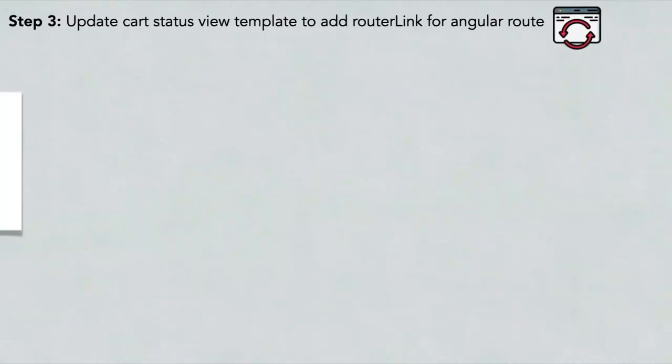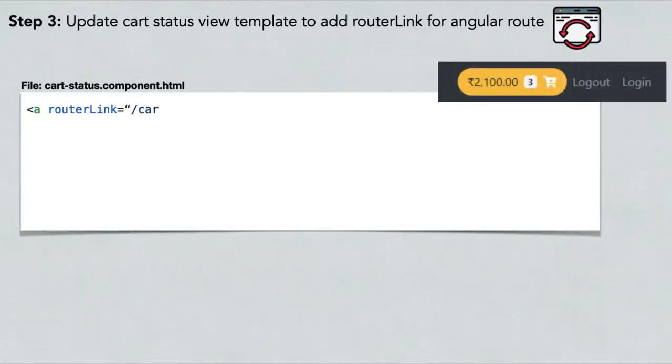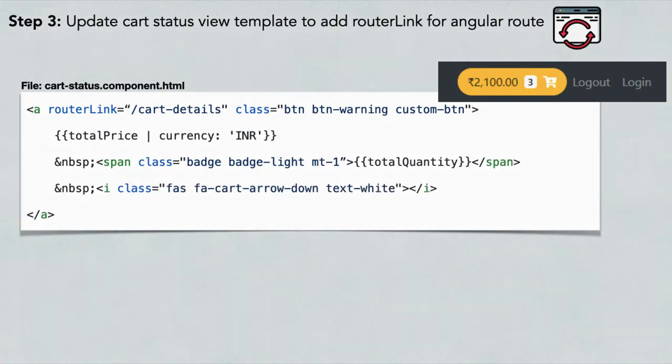And the third step is to update the card status view template to add a router link for the Angular route, which we have created just now. So inside the card status view template, we are going to add the router link, and we're going to pass the Angular route, which we have created just now.